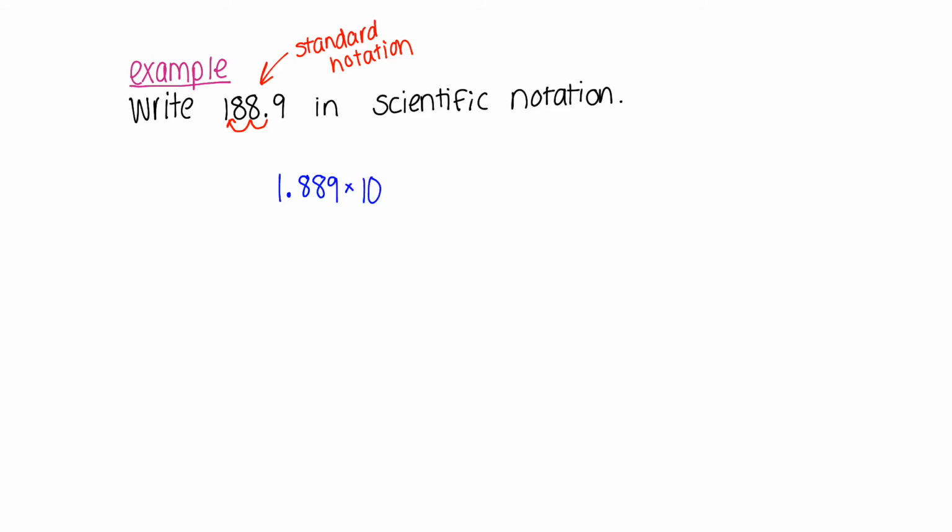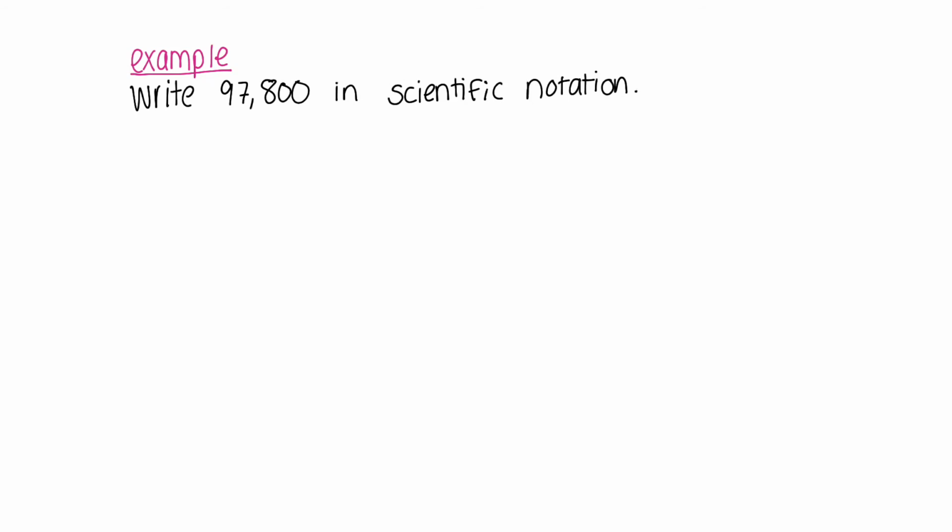Next, you're multiplying it by 10 raised to some power. This power is going to be the number of times you moved, and it will be negative if this number was small to begin with, and it will be positive if this number was big. So 188.9, we consider that a big number, so it'll be a positive exponent, and we moved the decimal 2 times. So 1.889 times 10 to the 2 is the same number in scientific notation.